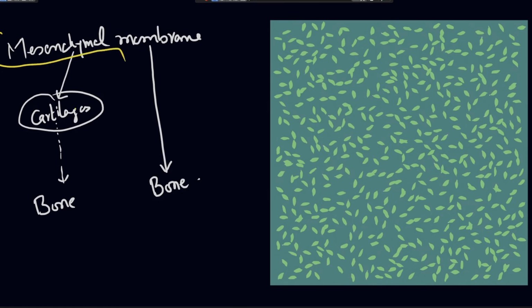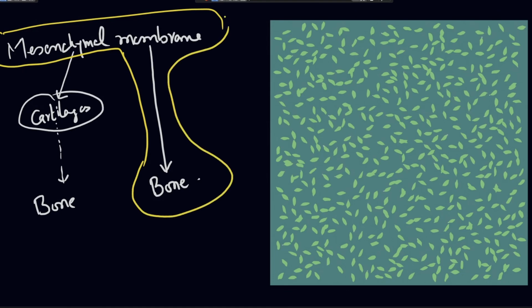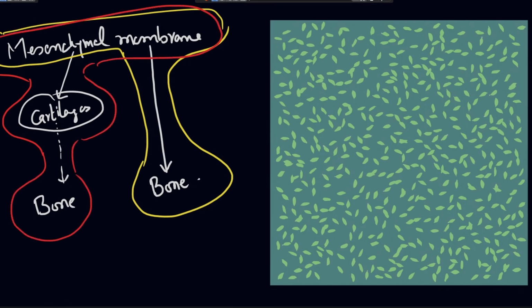is no formation of the hyaline cartilaginous model, but rather the mesenchymal membranes or mesenchyme directly form the bone. There is no in between, there is no formation of cartilaginous models. And of course, if there is the formation of a cartilaginous model, then this type of ossification is endochondral, within the cartilage, endochondral ossification.